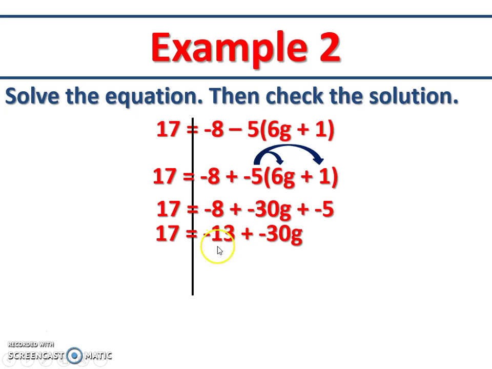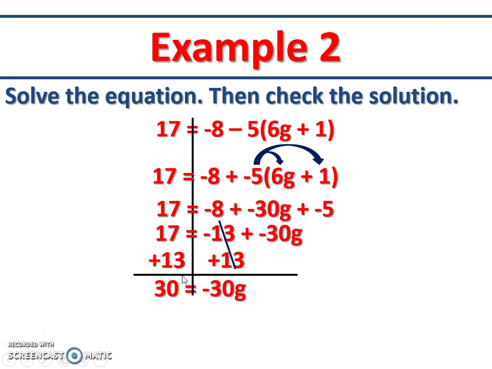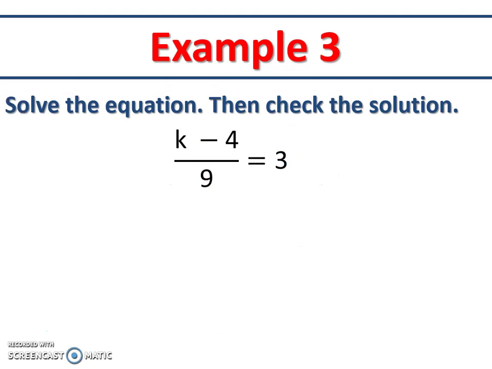Okay, hopefully you said we're going to take care of this -13, so we will add 13 to both sides so that this will cancel, leaving 30 is equal to -30G. And our last step, to undo this multiplication, we'll divide both sides by -30, and that means G is going to equal -1. All right, let's try another one.